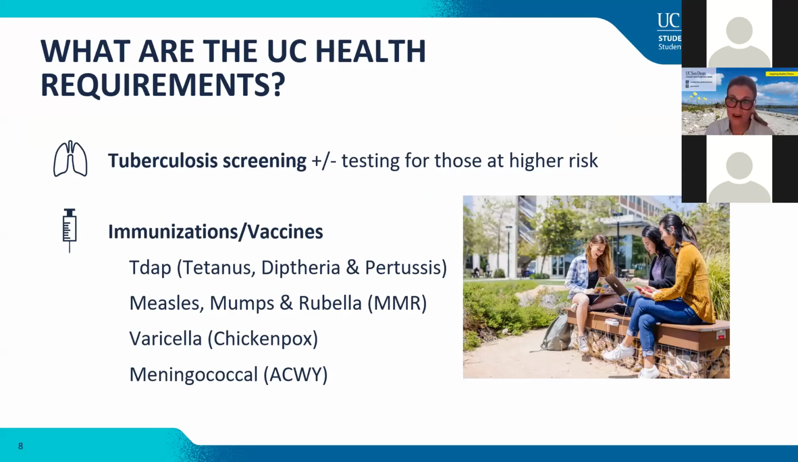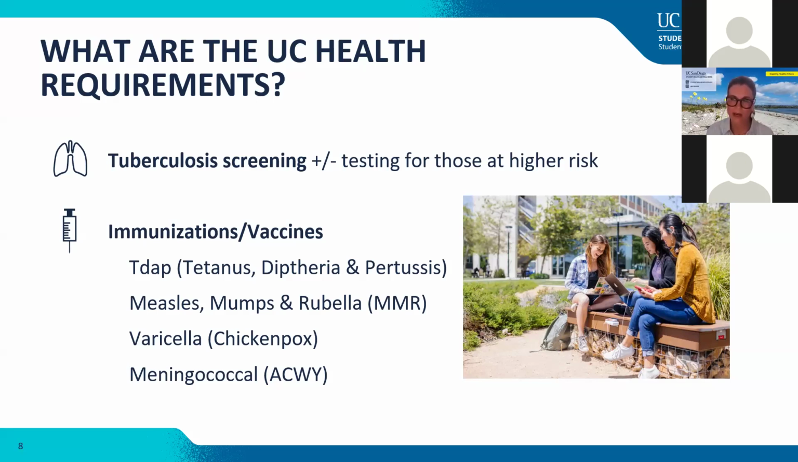And what are our requirements? As mentioned, TB is one of our first and big ones, and every single incoming student, including those transitioning from undergrad to graduate school, if you're deferred or you're transferring, every single person is required to do tuberculosis screening. And those that are at slightly higher risk will also be required to submit testing to us. And then we have what we call our four core vaccine requirements.